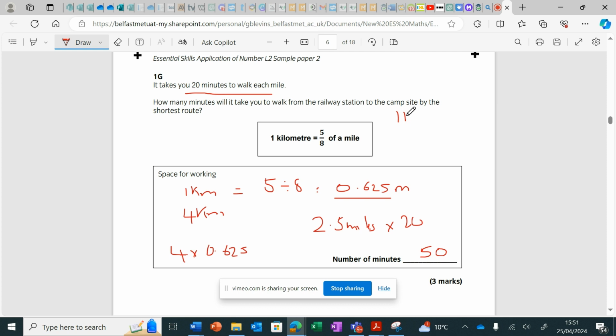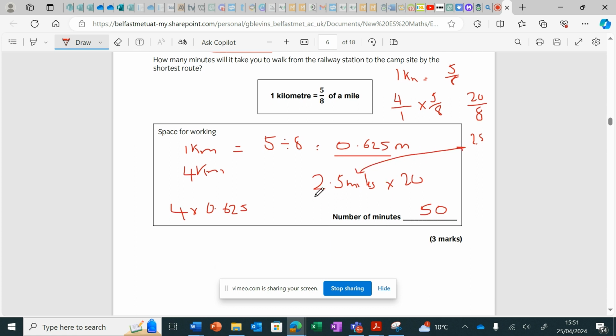A second way to do it maybe is 1 kilometer equals 5/8 of a mile. You want to do 4 kilometers. Well, we'll turn that 4 into a fraction. We'll leave that as a fraction, and we'll get 4 times 5 is 20. 20 divided by 8 should give you 2.5, which is the same as there. And then you can multiply that by 20. So there's more than one way of doing it, whatever way you prefer.